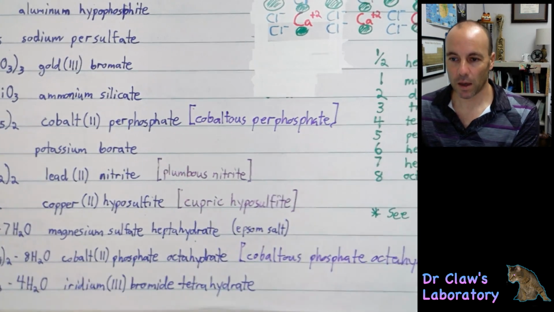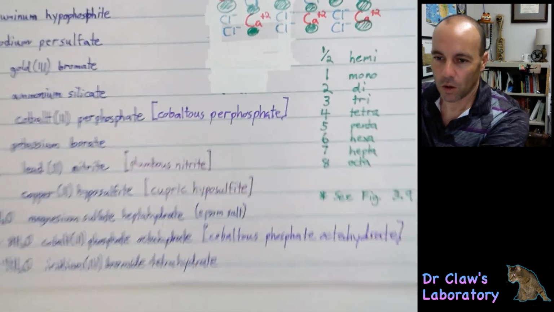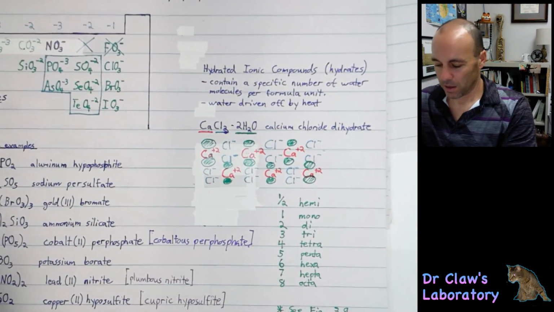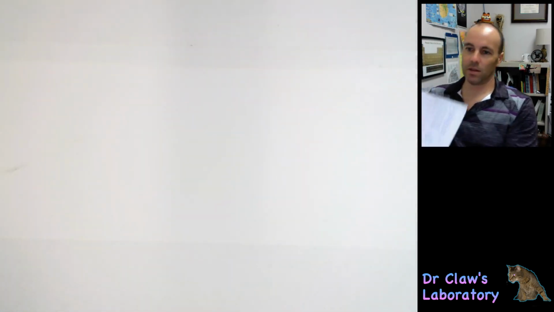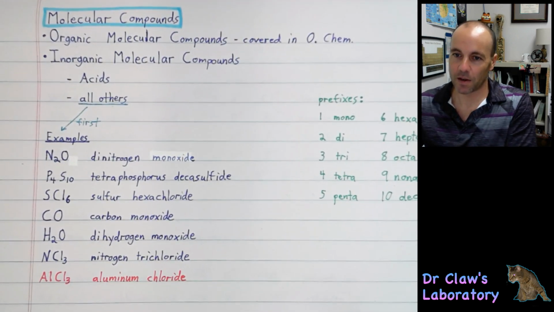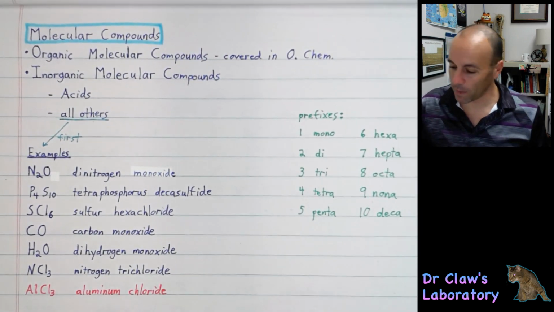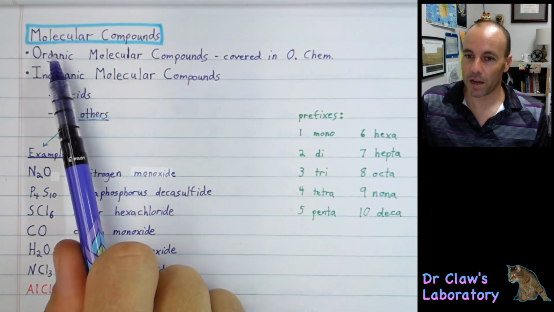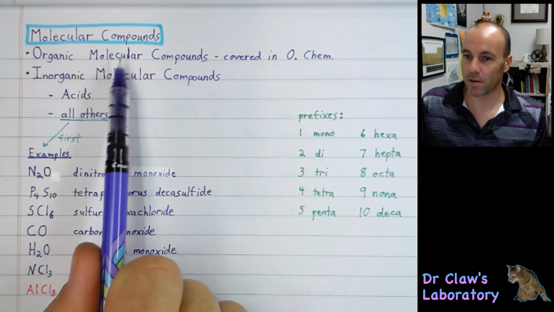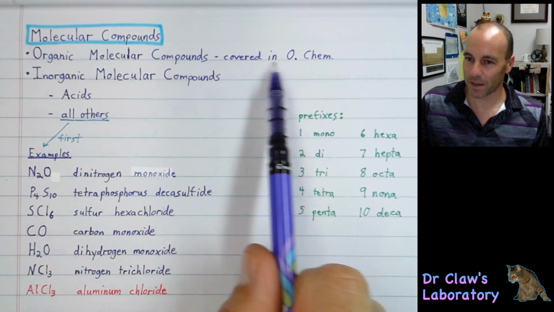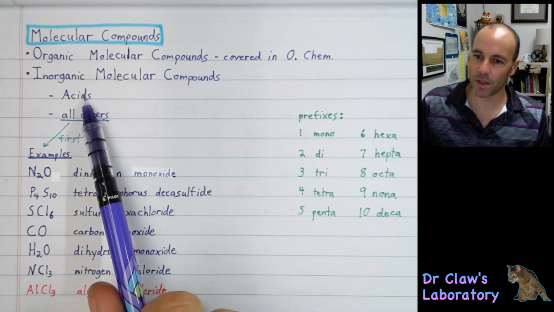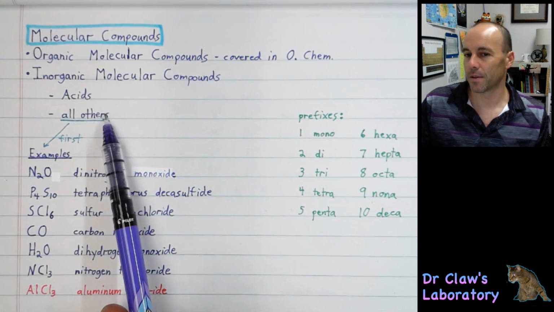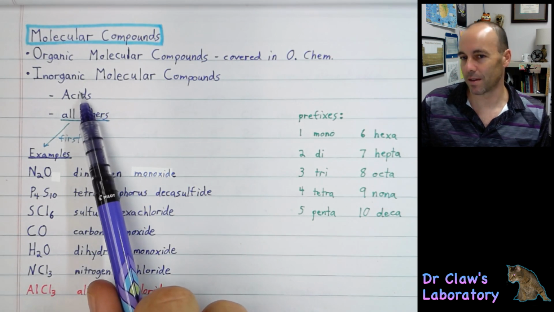Okay, now we're getting there. So let's move on finally to molecular compounds. I'll remind you, there are organic and inorganic molecular compounds, and we're not doing organic. That's covered in OCHEM. For the inorganic molecular compounds, we'll divide those into the acids and all others. Let's do the acids last.